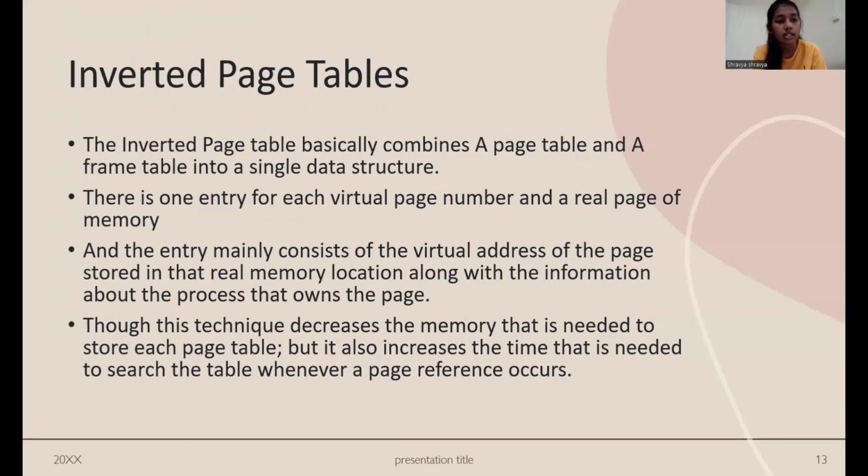We have here the inverted page tables. The inverted page table basically combines a page table and a frame table into a single data structure. There is one entry for each virtual page number and a real page of memory, and the entry mainly consists of the virtual address of the page stored in that real memory location, along with information about the process that owns the page. Even though this technique decreases the memory that is needed to store each page table, it also increases the time that is needed to search the table whenever a page reference occurs.